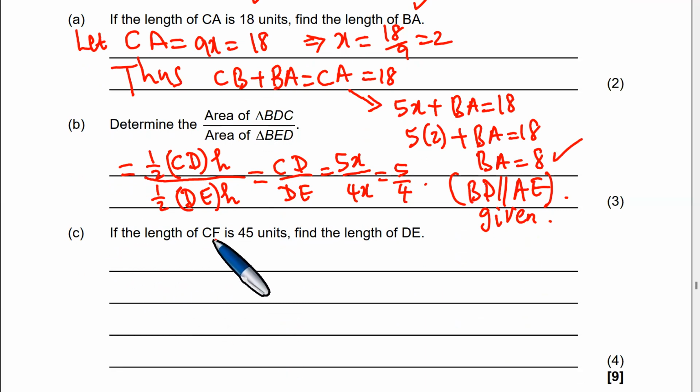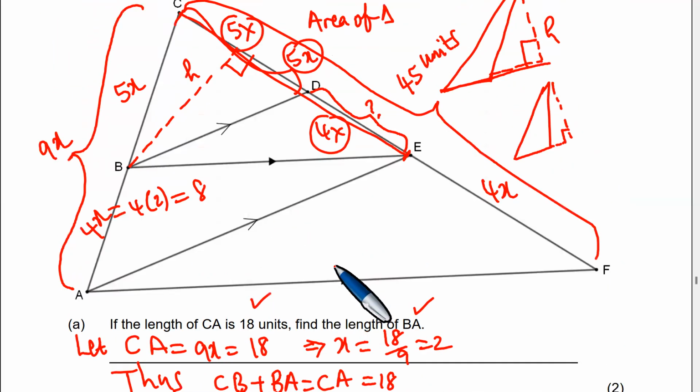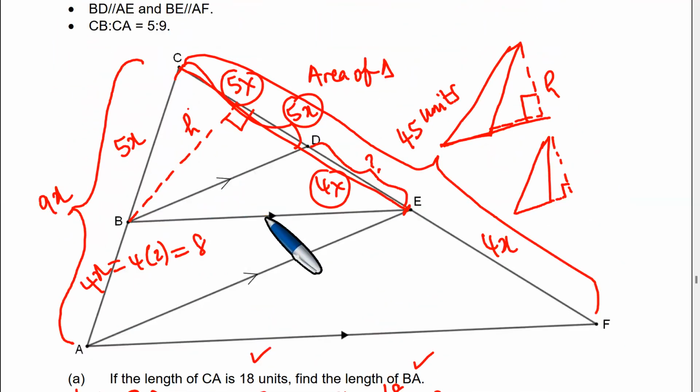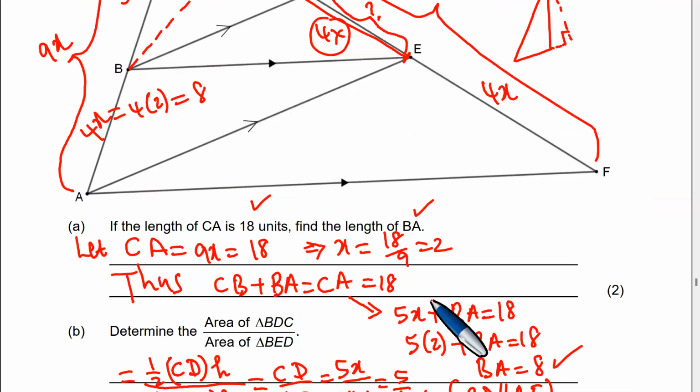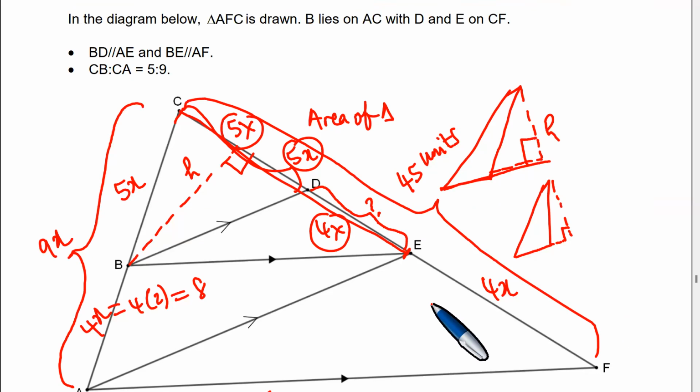If the length of CF is 45 units, right? So in other words, you can see that the length of CF is 45 units. In fact, that's why I even went to that part there, because the examiner is now giving us the whole of CF there, which is 45 units. Find the length of DE. So what we do now, normally, we need to be very careful.